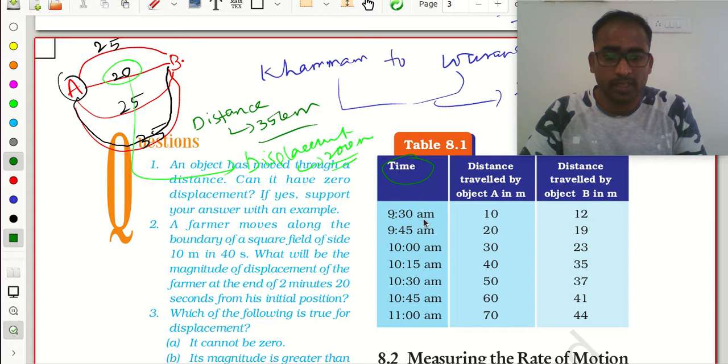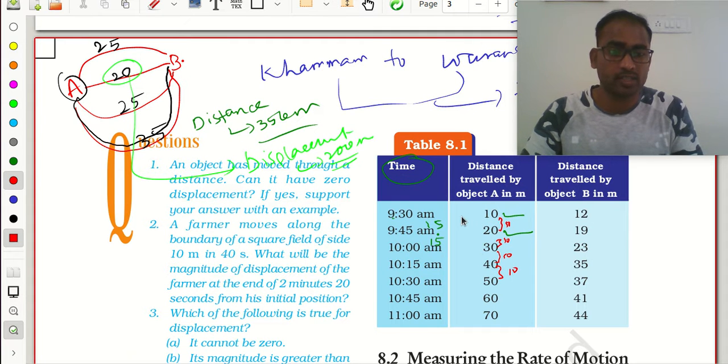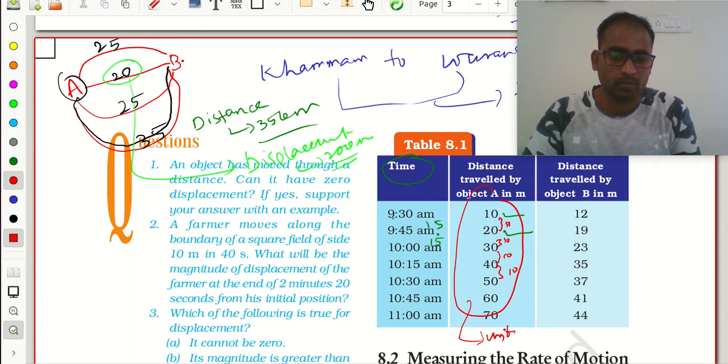See here, at 9:30 he is at 10 meters distance. At 9:45 he is at 20 meters, that is, in 15 minutes. In the next 15 minutes he goes from 20 to 30. What is the difference here? The difference is 10, and here the difference is 10. Here also the difference is 10. So all the time and distance differences are the same. That is why we can say this is a uniform motion.